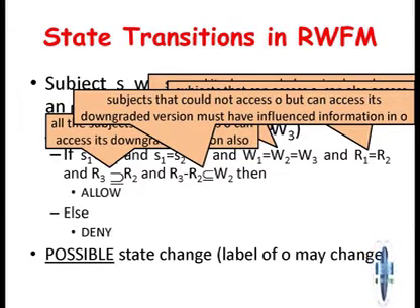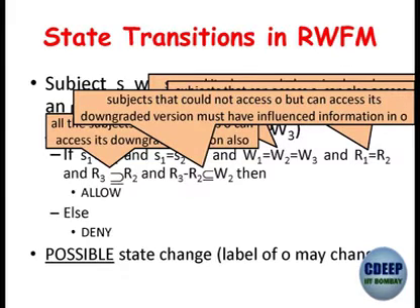So now, what is it you are given? You are given a subject S with label S1, R1, W1. It requests an object O with label S2, R2, W2, and now this subject S can downgrade an object with the label to another label S3, R3, W3, provided all the following conditions are satisfied.